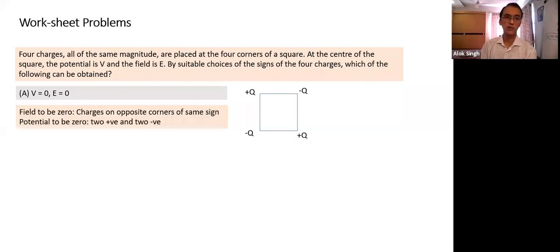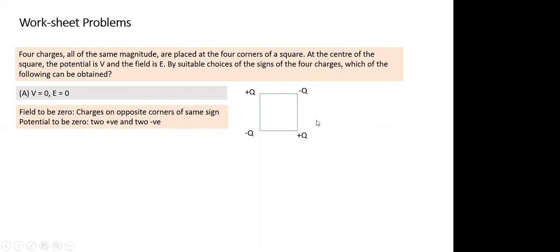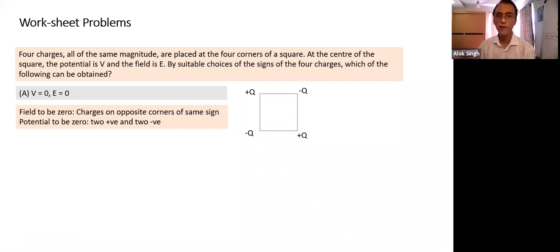Okay. So the condition is, for the field to be zero, charges on opposite corners have to be of the same sign, or like charges. And for potential to be zero, what is necessary? The sum of the charges has to be zero. It means two of them have to be positive and two of them have to be negative. That will make the potential zero. Since all charges are at the same distance from the center, for the potential at the center to become zero, the sum of all four charges has to be zero. So this is one charge arrangement which will make the potential zero and the field zero.